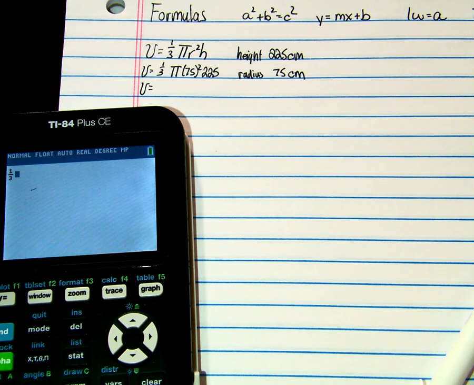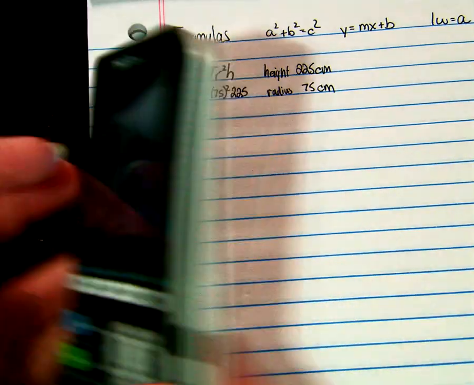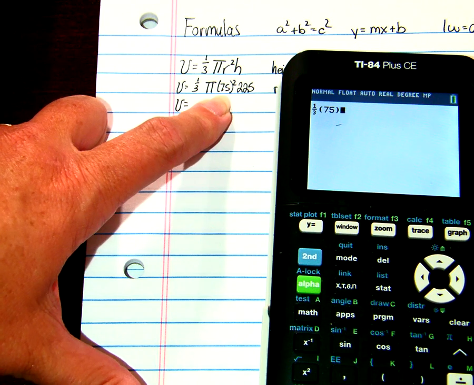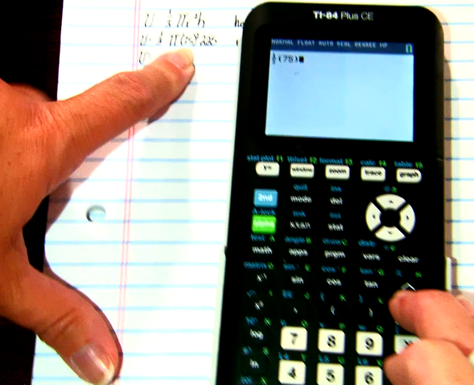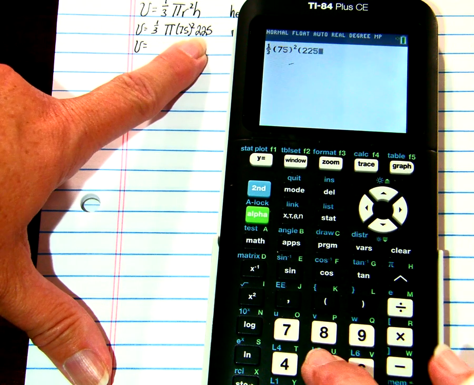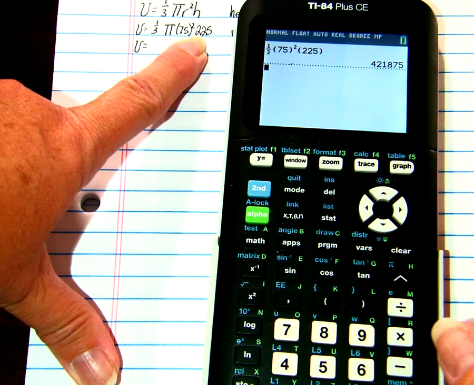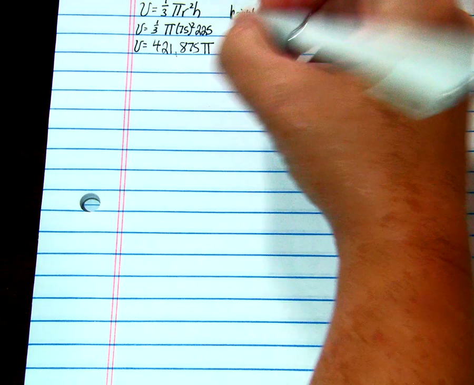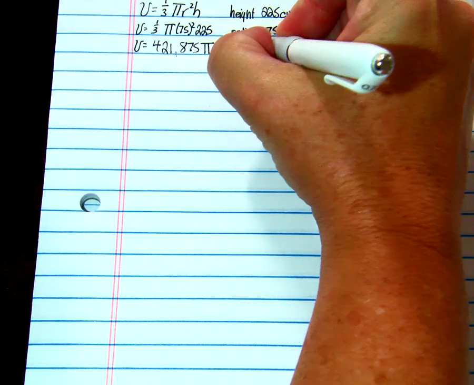An exact answer, it's not a decimal. It's going to leave pi in the answer. If you want an exactly precise answer, Jesse, you have to leave pi in the answer. So in this case, you would multiply your 1/3 times parentheses 75 squared. Your little caret button here will raise something to the second power, or you can use your square button, times 225. And you'll get 421,875 pi. Write that down, pi, and that is your exact answer.